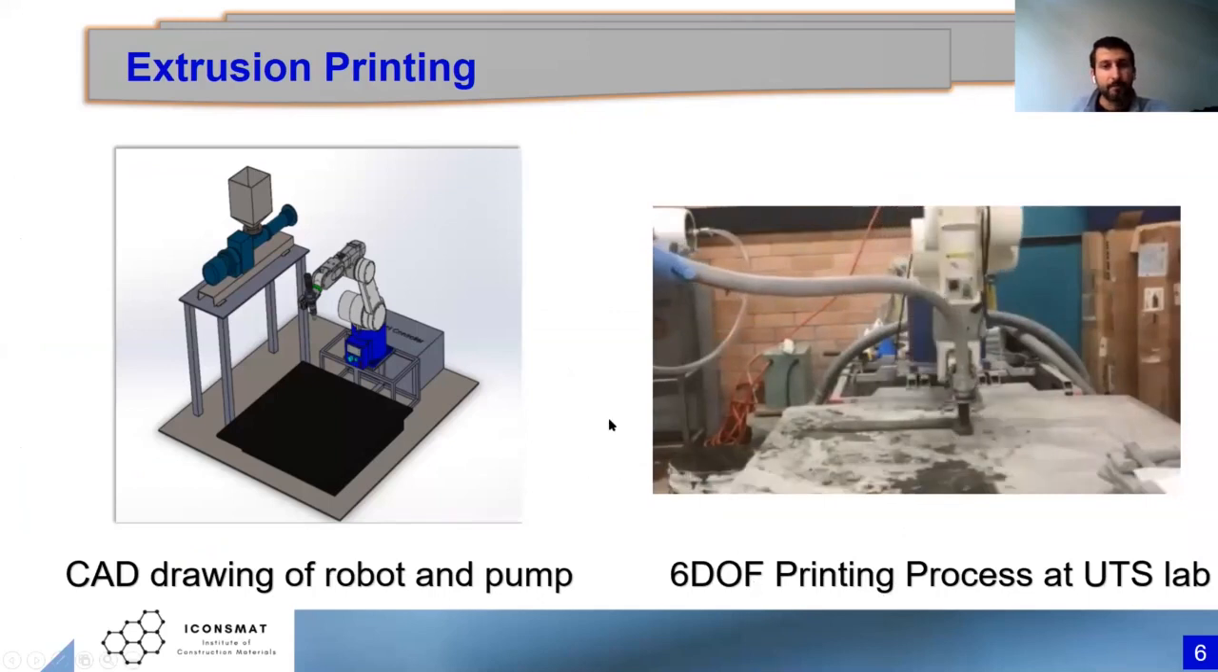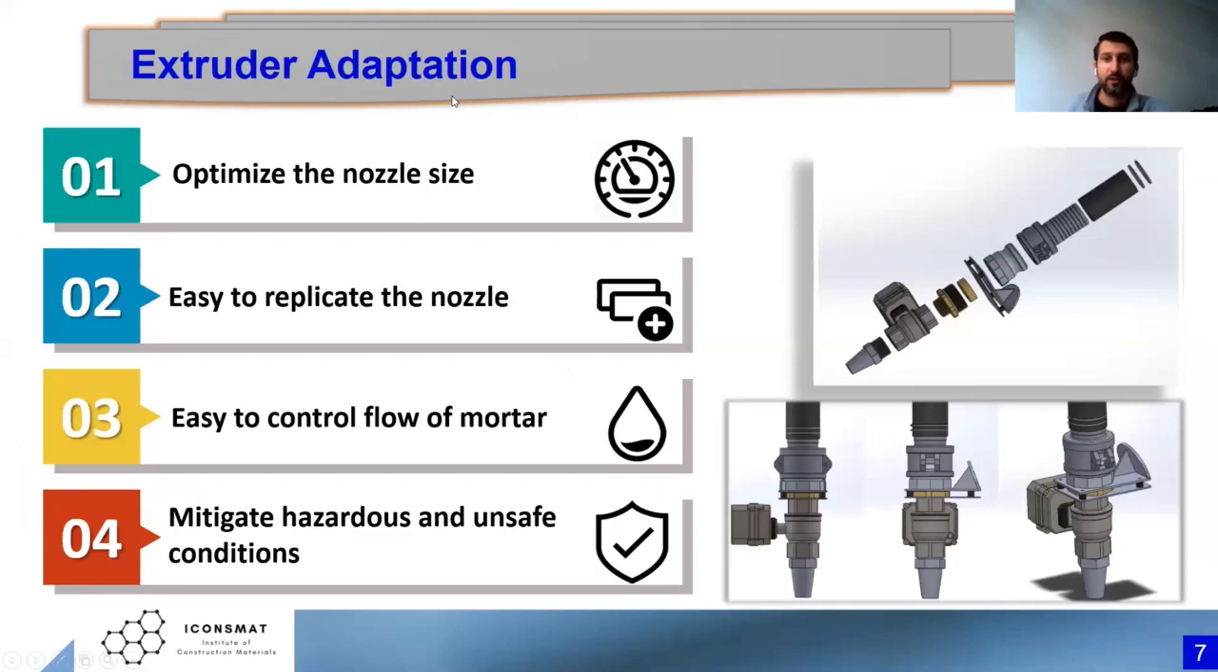In terms of the adaptation of the nozzle, I just want to show you what we have designed and are using, which is actually very effective for the construction industry. We have optimized the type of nozzle we use. We usually use a 20 millimeter nozzle head, and we made these nozzles with a screw, so it's easy to replicate, and we can reuse different types.